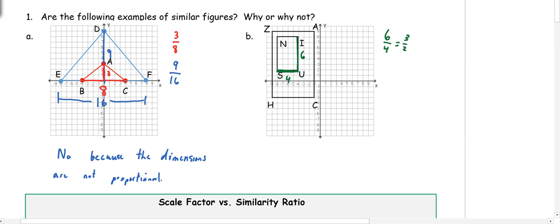Then we're going to look at our other rectangle. So from A to C, this has a height of 12. And from C to H, this has a width of 8. So we have 12 over 8, which reduces to 3 over 2. So because they reduce to the same ratio, these are going to be similar figures. So we would say yes, because the dimensions, or we can say the sides in this case, are proportional.